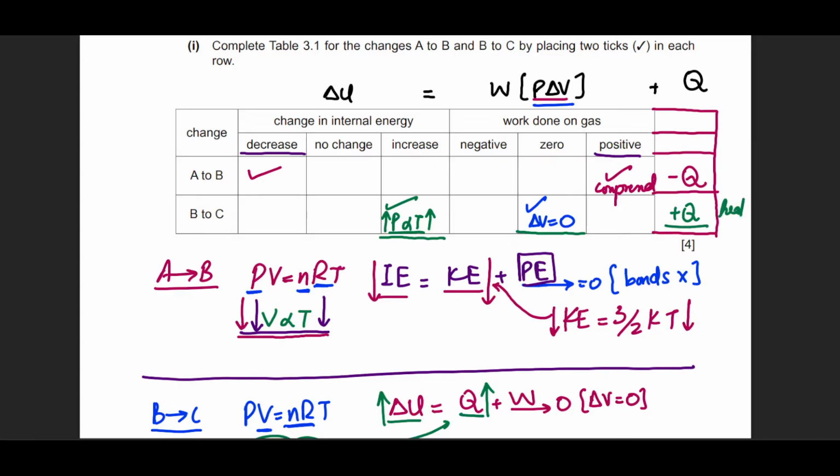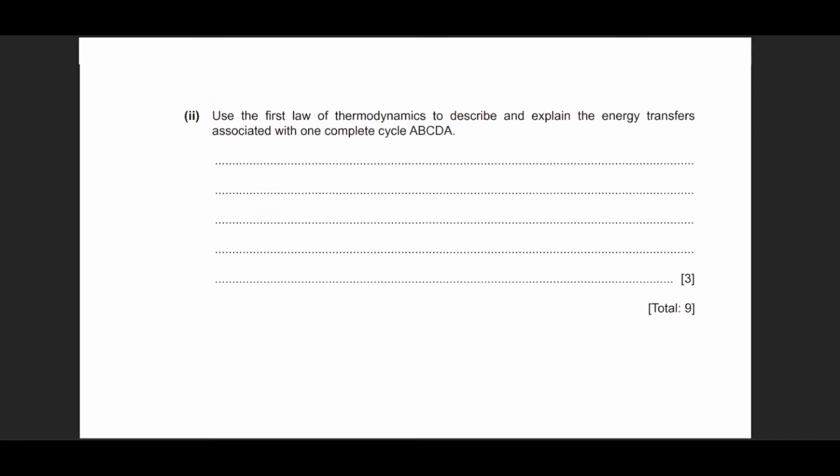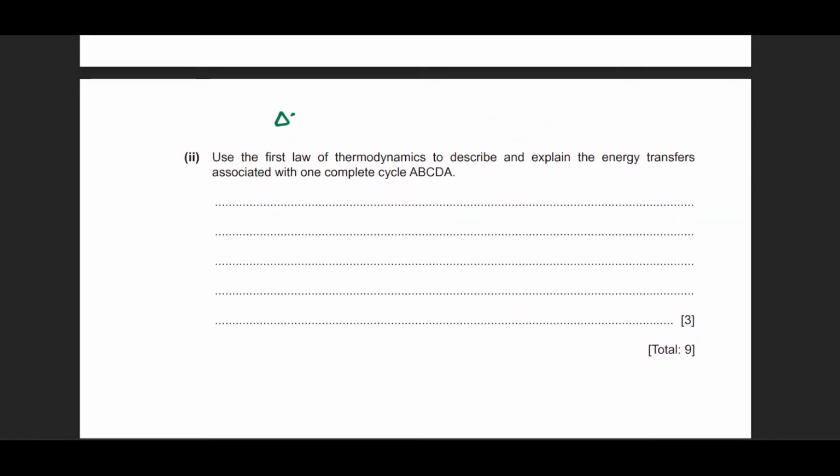So by a common man's understanding, this will be heating and this will be cooling. I hope that we understand this question in terms of very simple mathematics and very simple logic. Okay, he says use the first law of thermodynamics. Again, he is bounding us to use delta U equals Q plus W to describe the energy transfers associated with one complete cycle. Now, to discuss this, we need to go through this complete cycle. So when you go through this complete cycle, the delta U going from A, B, C, D and then back to A should be 0. This is what we established at the beginning of the question.